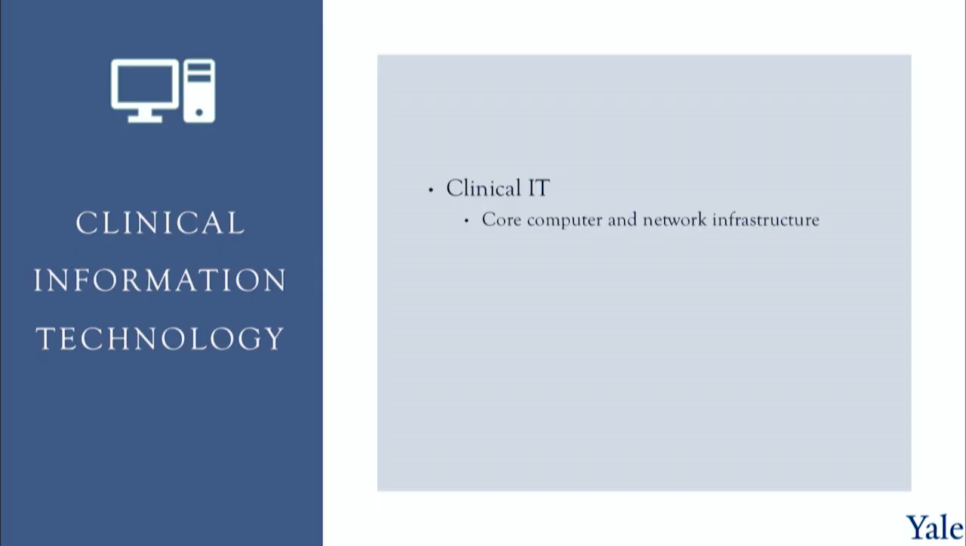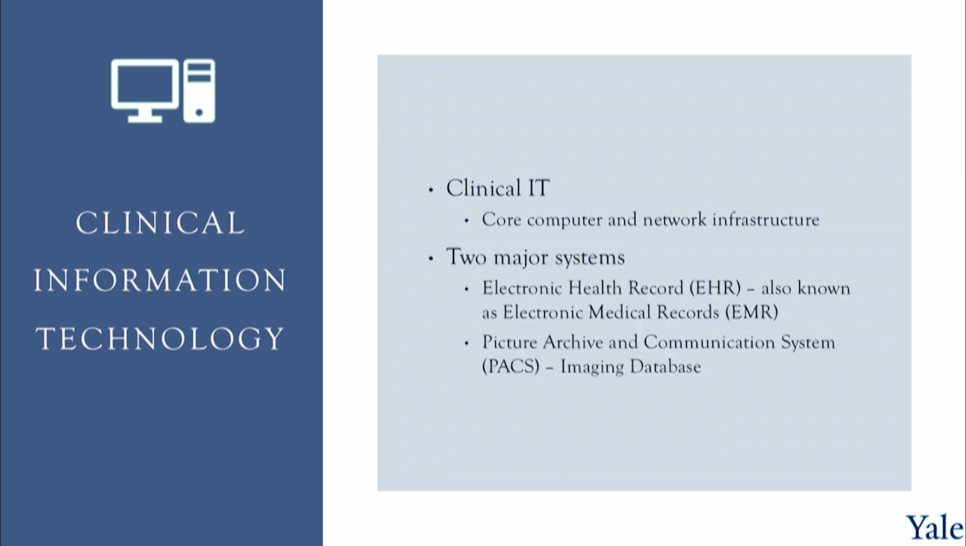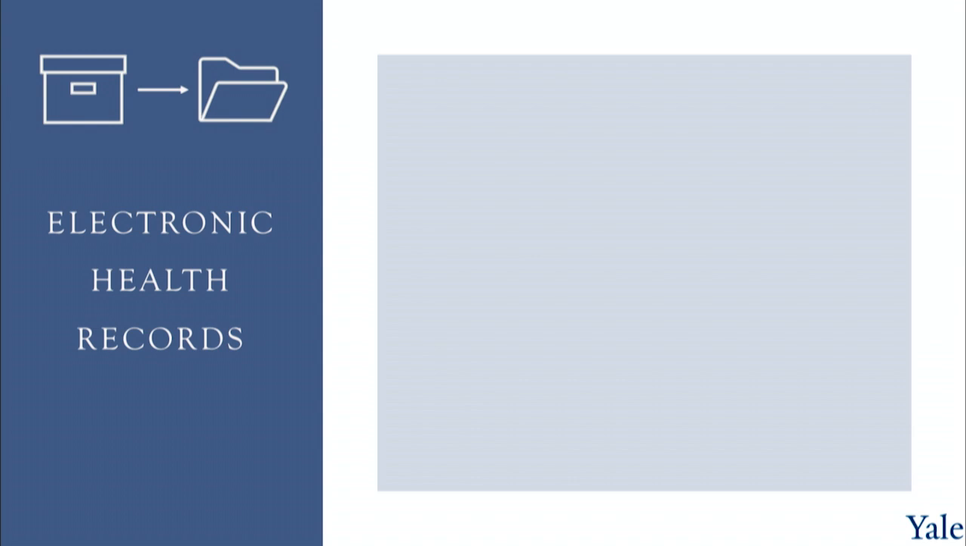So, clinical information technology, abbreviated as clinical IT, is the core computing and network infrastructure you'll find in a hospital or a medical care facility. There are two major systems: the electronic health record, EHR. You'll also hear them referred to as electronic medical records, EMRs, and those two terms are interchangeable. And what's known as the Picture, Archive, and Communication System, the PACS. This is the imaging database. This is what radiologists use to review images and to issue their reports. So we'll focus on the electronic health records first.